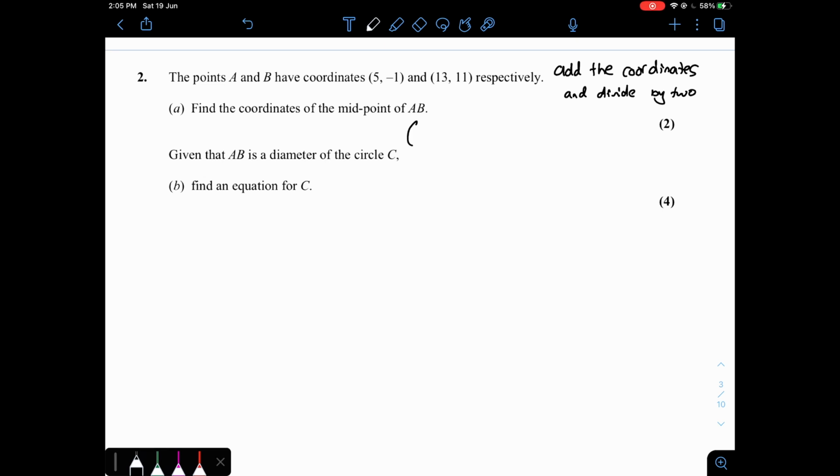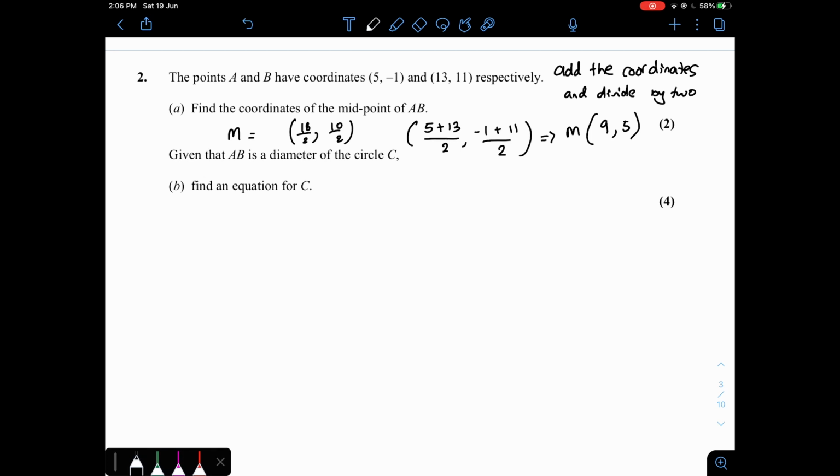So all we have to do is 5 plus 13 divided by 2, and minus 1 plus 11 divided by 2. Let's call our midpoint M. So our M is, 5 plus 13 is 18, so 18 over 2 and 10 over 2. So that is 9 and 5. That's our midpoint.